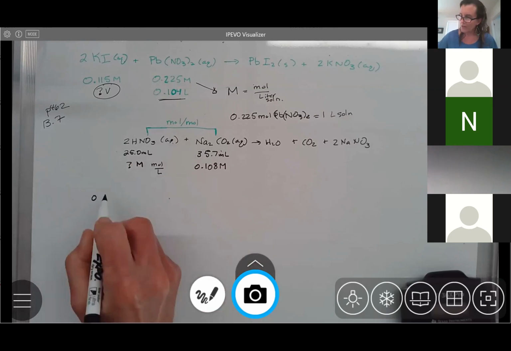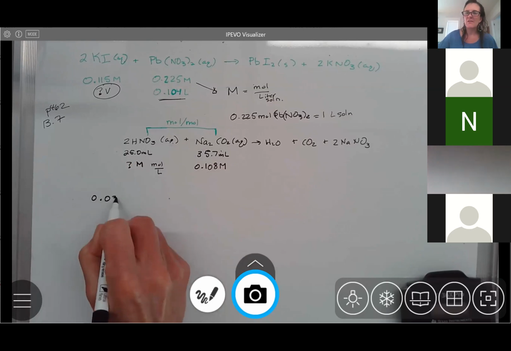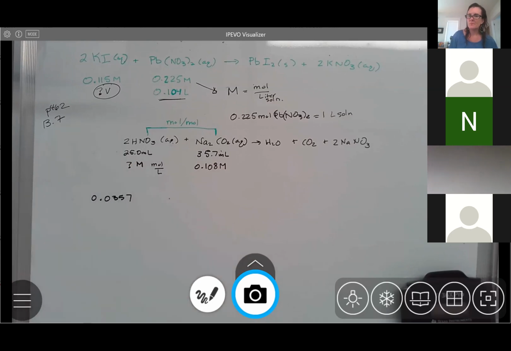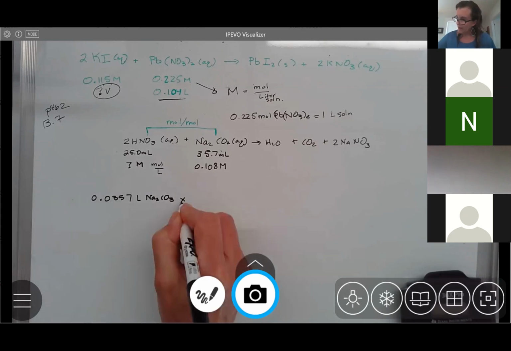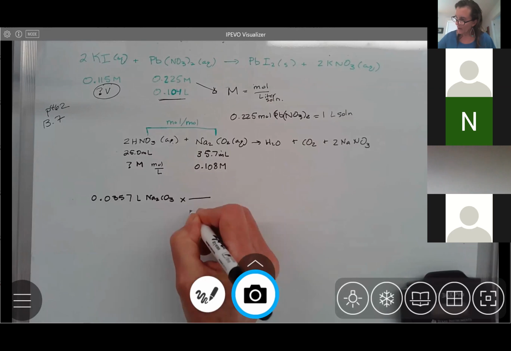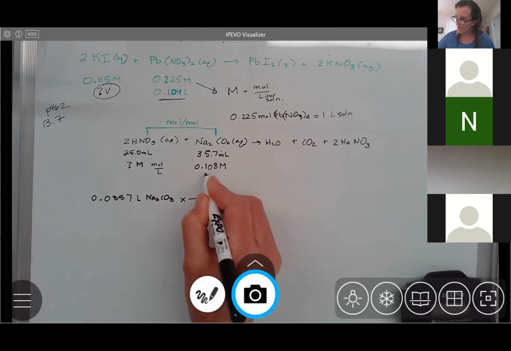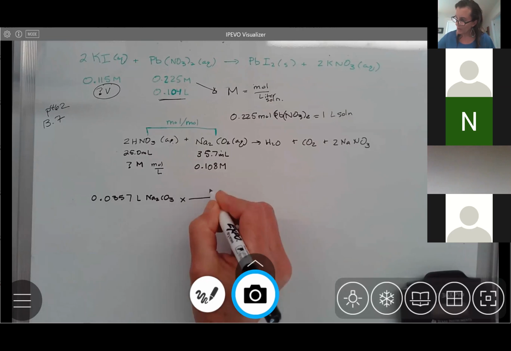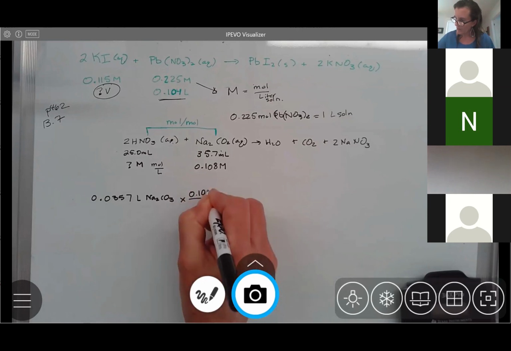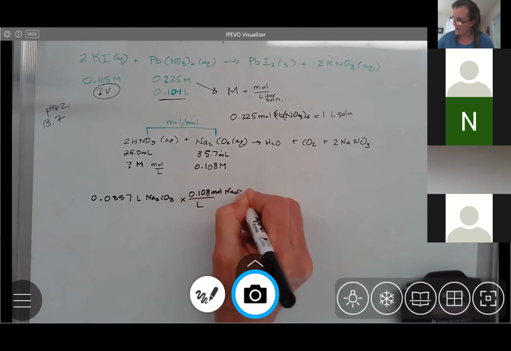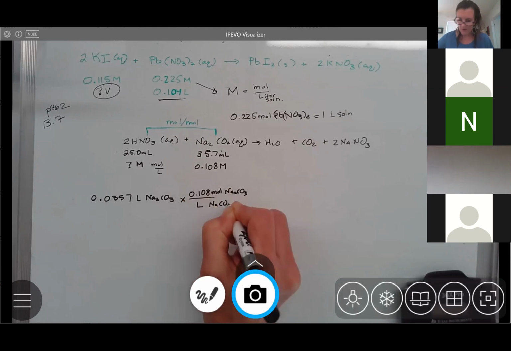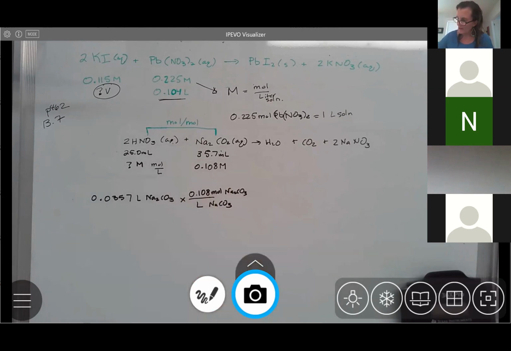Now it's 0.0357 liters of sodium carbonate, and I have, it's 0.108 moles per liter. And so I'm going to put 0.108 moles per liter, and this is moles of Na2CO3 per liter of Na2CO3. And you can see that my liters cancel, and now I have moles of sodium carbonate.